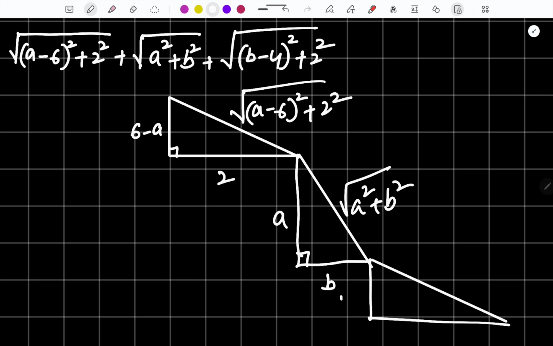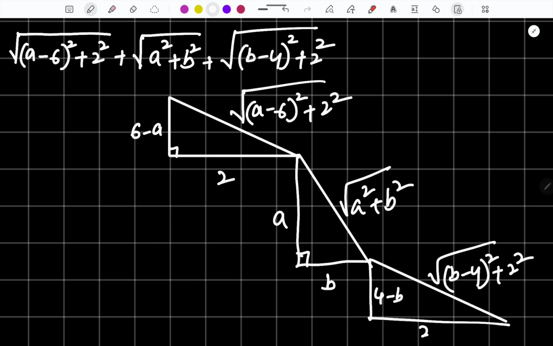Here, b minus 4. Here I am taking this one b minus 4. Since b is more than 0 and less than 4, this b minus 4 I am taking as 4 minus b, and this one I am taking as 2. Therefore, it will become b minus 4 whole square plus 2 square.